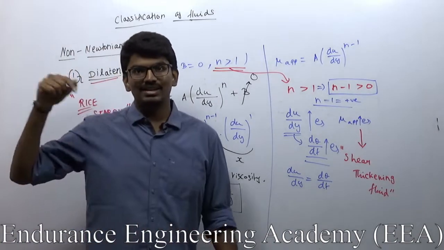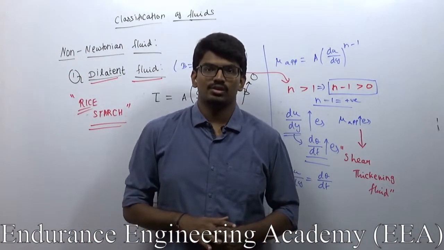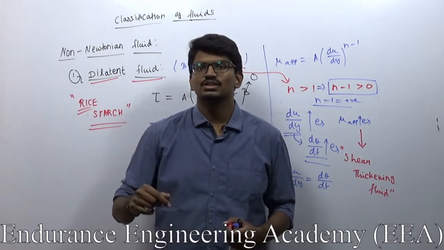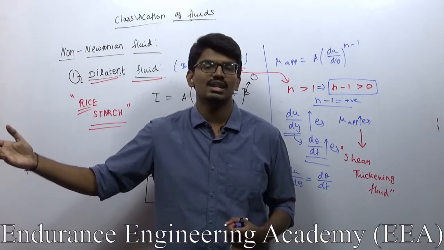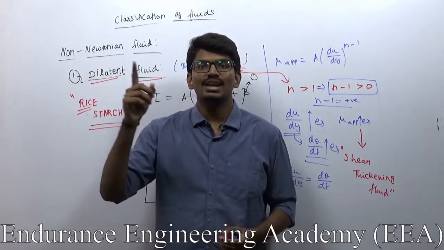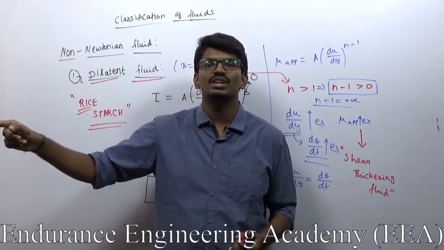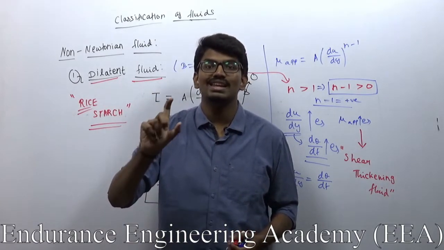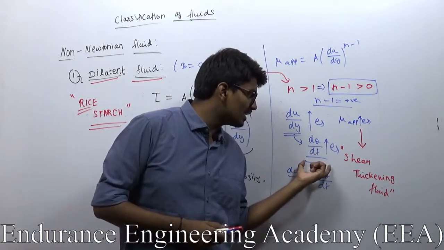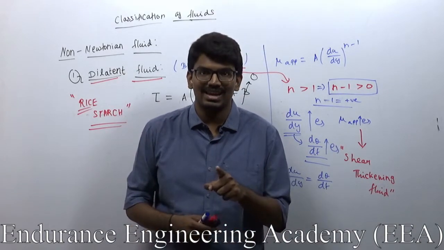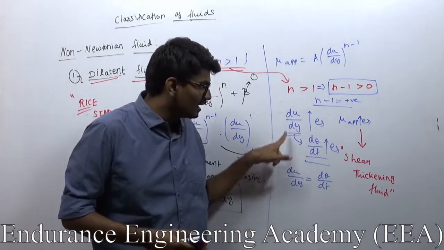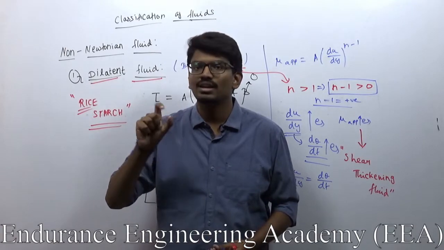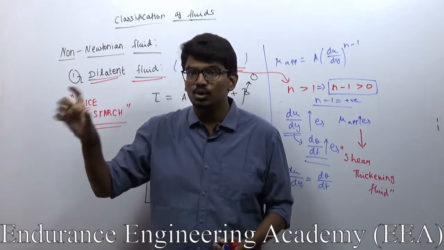Just go back and recollect what we discussed in case of Newtonian fluid. In Newtonian fluid, mu value is completely independent of du by dy. Just go back to the video which we already discussed. That time I clearly said mu is independent of du by dy, or mu is independent of d theta by dt. Whatever I do, the mu value will remain constant even if I change du by dy or d theta by dt. But in this case, as du by dy or d theta by dt increases, mu apparent is also increasing. In Newtonian fluid, as d theta by dt increases, mu will be constant only.